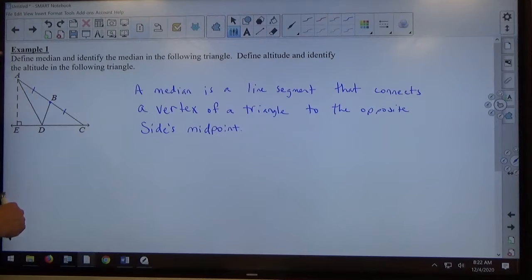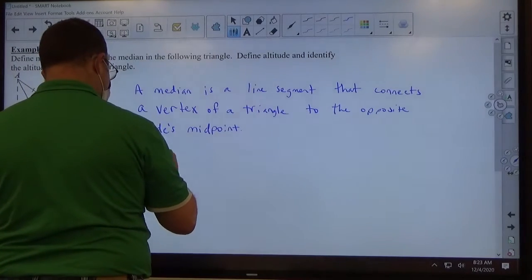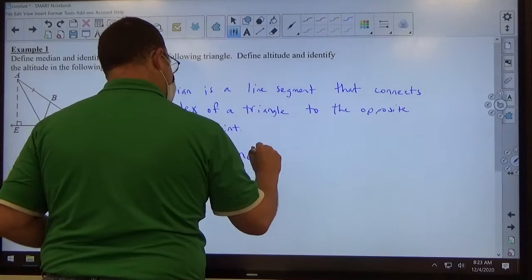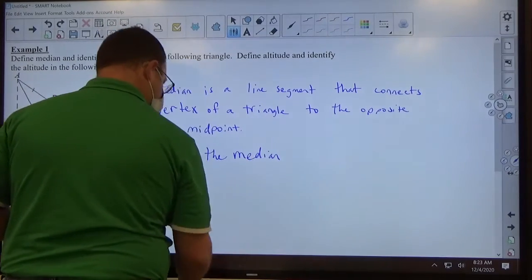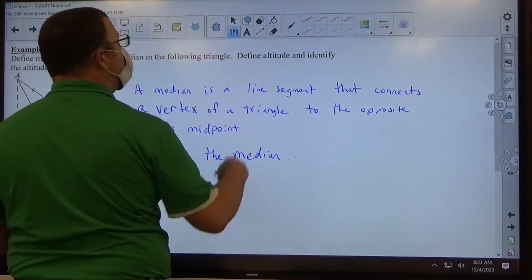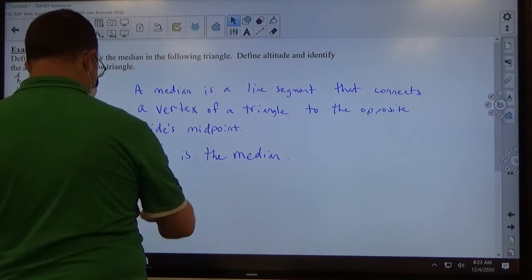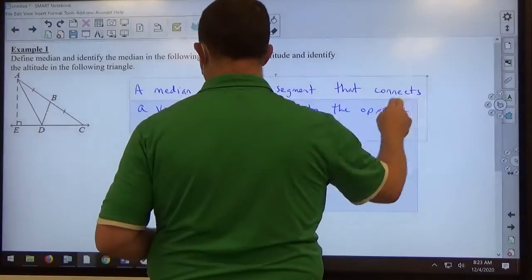So define median, that's the definition. And again, the markings they gave me, the fact these are congruent, make B a midpoint. Midpoint to vertex is a median. Now BD is the median. Comfortable with that? So just learning some new words here and understanding what they mean.